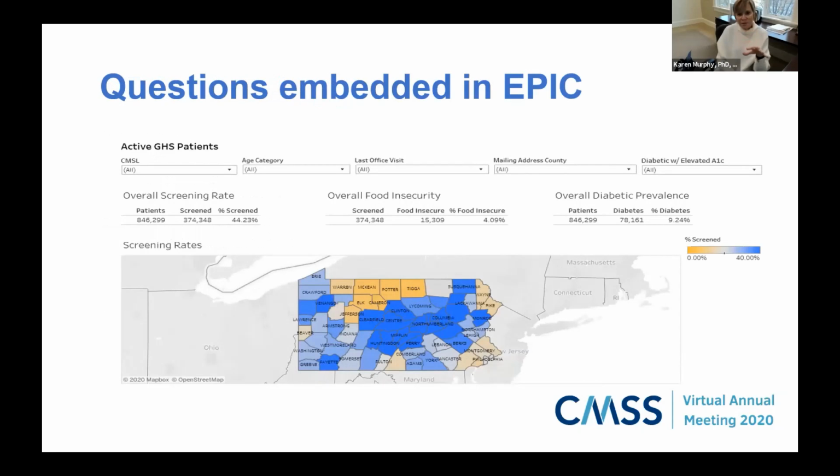So this is an example of how we use data. We have screening questions embedded in our EPIC electronic health record. So this is just the example of us screening for food insecurity, and we screen all patients. So this is a very important source of data for us as we develop our social determinant strategy.